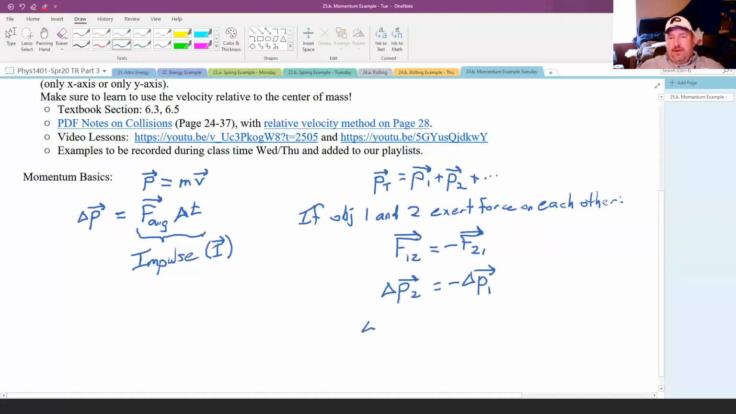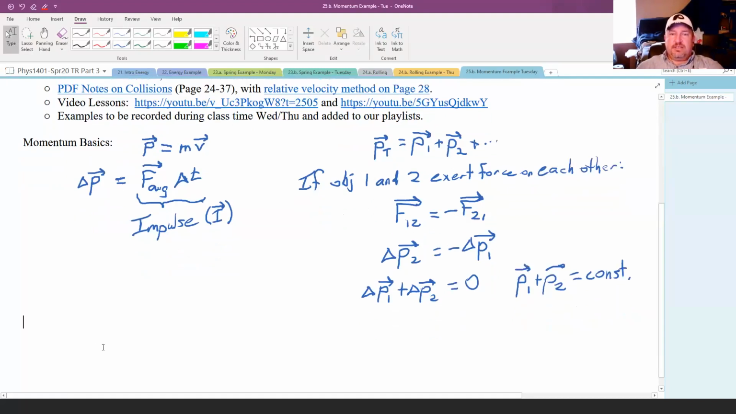And that means that if we write this as delta P1 plus delta P2, we can get this equation just by adding delta P1 to both sides of the previous line. That's got to be 0, which means that P1 plus P2 is constant. So if this is the only force causing the momentum to change, then this is the amount of momentum change that each object will have, and the total momentum of the two objects, P1 plus P2, is going to end up being constant. And that's one of the principles that we use in collisions very frequently.